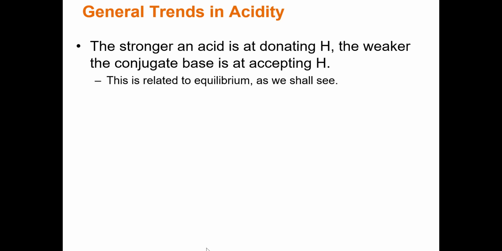First of all, the stronger the acid, the weaker the conjugate base. The stronger the acid that is donating the proton, the weaker the conjugate base that is accepting the proton. So when you go from, for example, H2O to OH minus, you're going from a weak acid to a strong base. This is related to equilibrium. We'll look at that in more detail as we go through equilibrium in class.